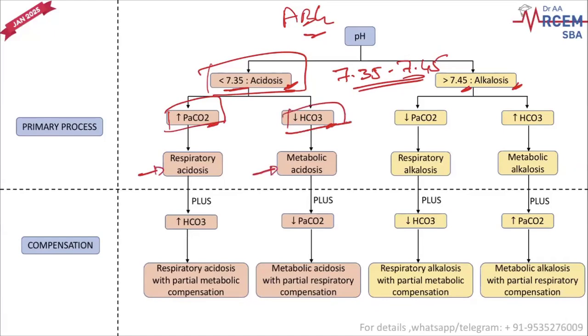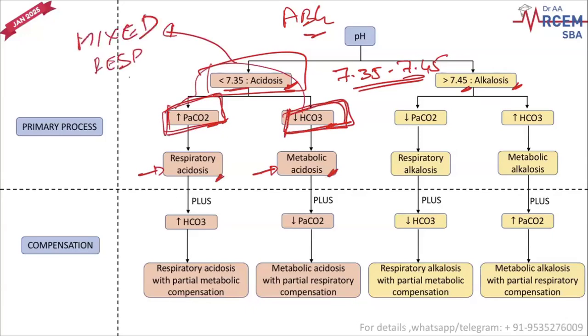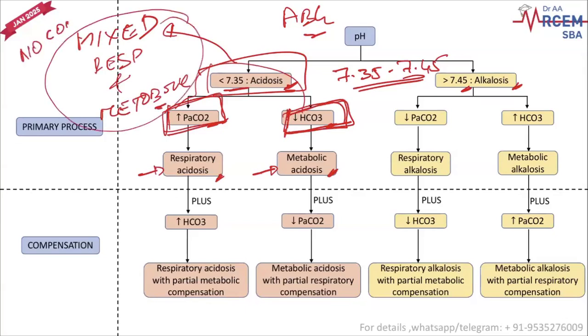Remember that bicarbs are alkali. PaCO2, that is carbon dioxide, is acidotic. So respiratory acidosis, and metabolic acidosis because the alkali have gone to the lower side. What if you have a PaCO2 on the higher side and bicarb on the lower side? This is known as mixed. It is a mix of what? Respiratory and metabolic acidosis. This is a mixed respiratory and metabolic acidosis. In mixed respiratory and metabolic acidosis, no compensation can happen. There is no compensation at all which can happen.